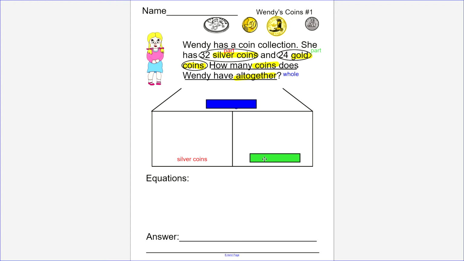You're right. We would label that gold coins because the fact that these coins are gold is what makes them different from the silver coins. Silver coins are one of the parts and gold coins are the other part. These are the two amounts.